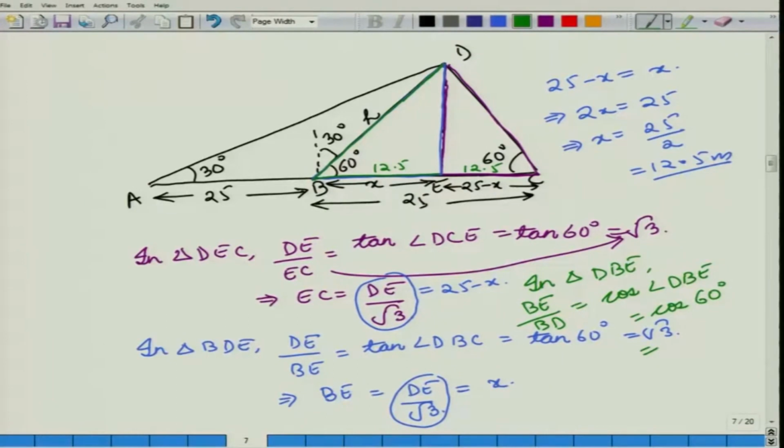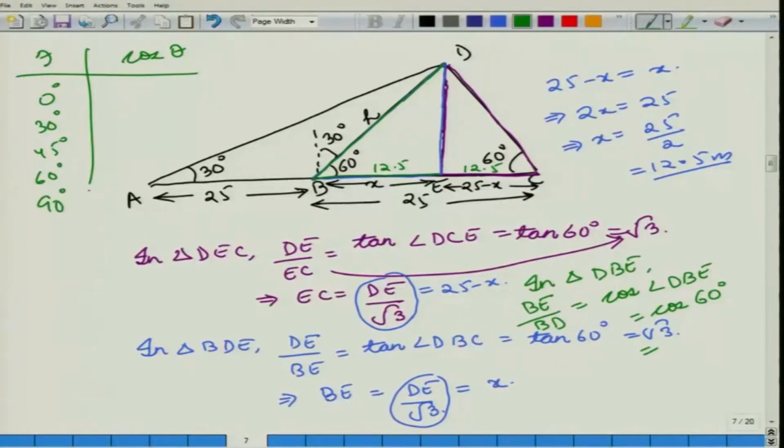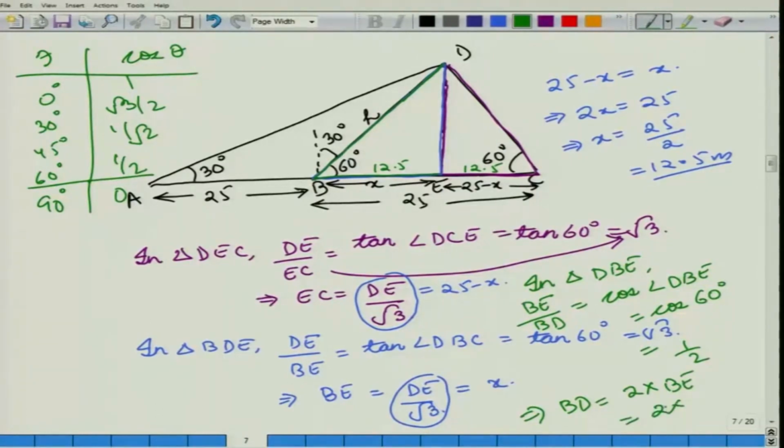So, if we look at the relations again, theta versus cos theta: 0, 30, 45, 60, 90, the relation goes like 0, half, 1 by root 2, root 3 by 2 and 1. So, cos 60 degrees is half. So, here we have BE upon BD is half. So, we can calculate BD is equal to 2 into BE, which is 2 into x, and x we figured out to be 12.5, so it is 25 meters.